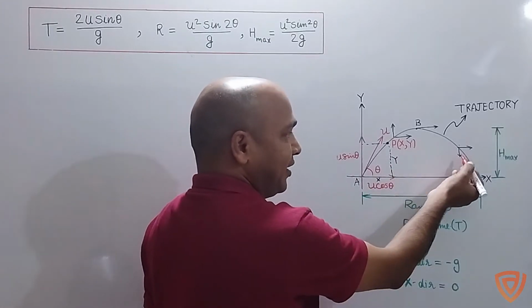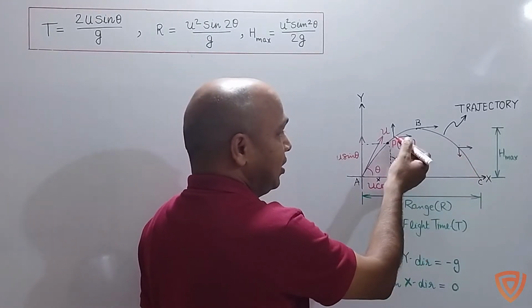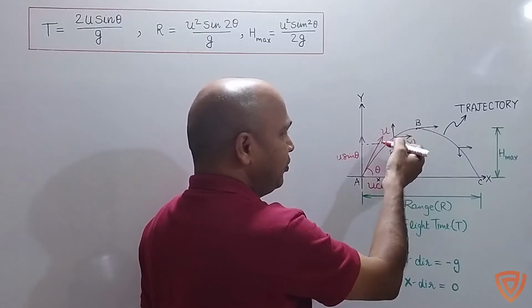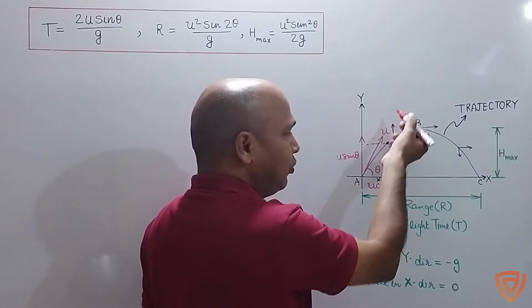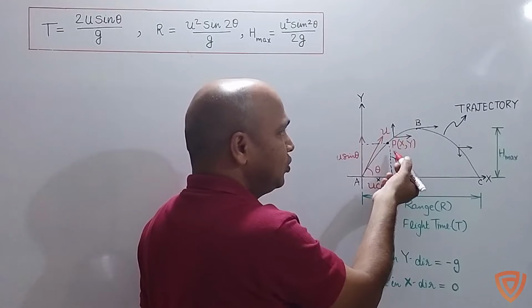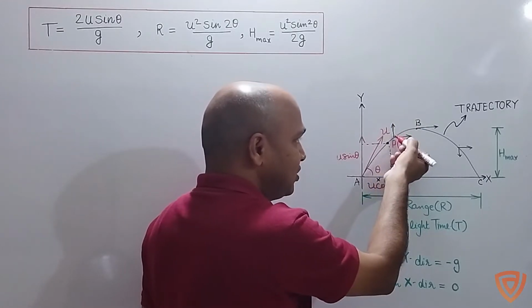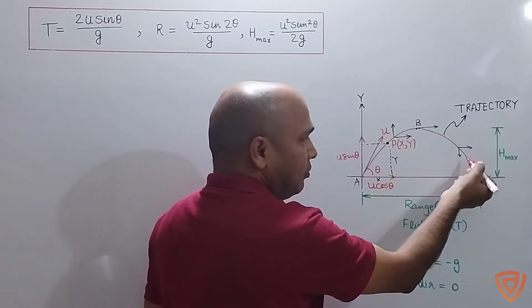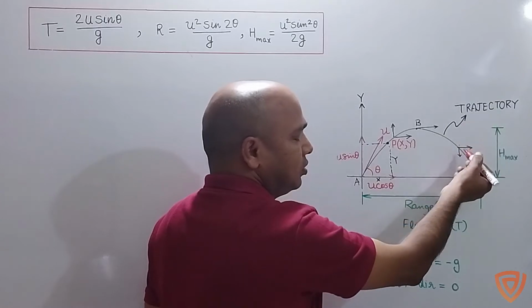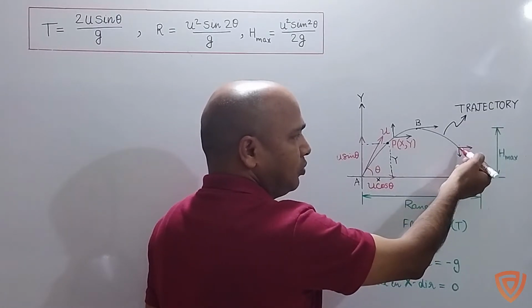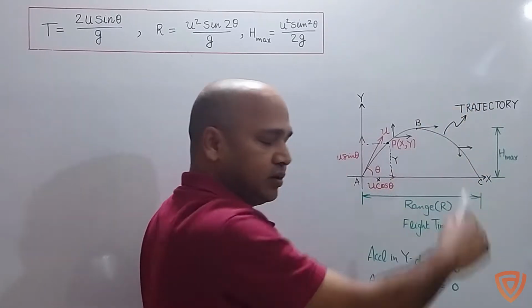But the direction of the vertical component, you can see, is reversed here. Before B, the ball is going up, so the vertical component of velocity is upward. Here the ball is coming down, so the vertical component of velocity is downwards.